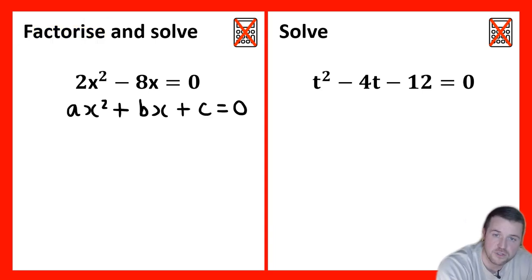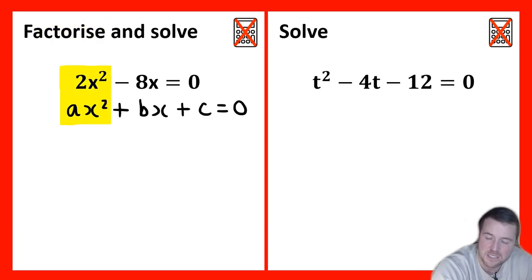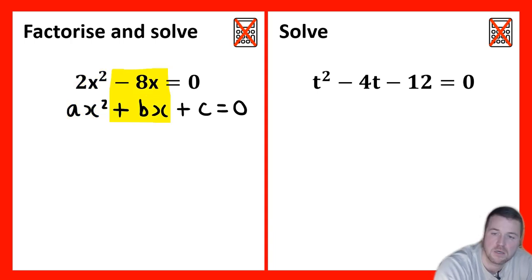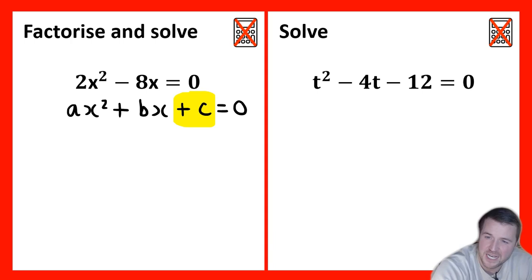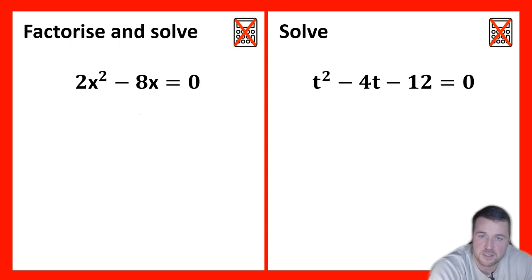For the first question, notice we have the ax squared part of the quadratic alongside the bx part of the quadratic, but we don't actually have the plus c constant at the end. This type of quadratic is a special case that doesn't appear as often as the rest. This can be solved by first factorising into a single bracket.